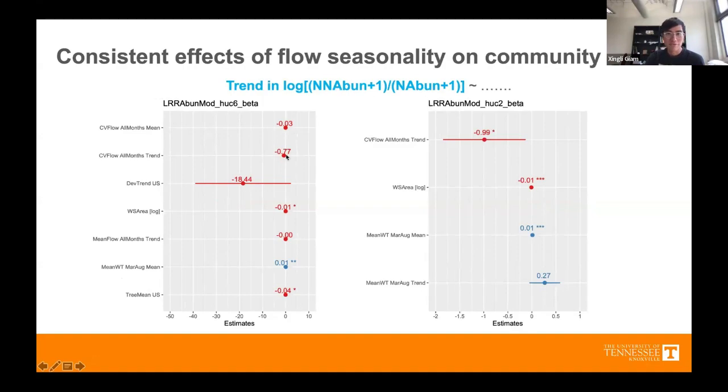You can see again, CV flow is there again, right? Here it is non-negative, I think the p-value is 0.07, but for the HUC2 non-native species, it is quite significant. So again, it's kind of consistent when you see that the reduction in flow seasonality through time over the past 30 years, those sites that have reduced flow seasonality are also the sites with an increasing trend in non-native species.